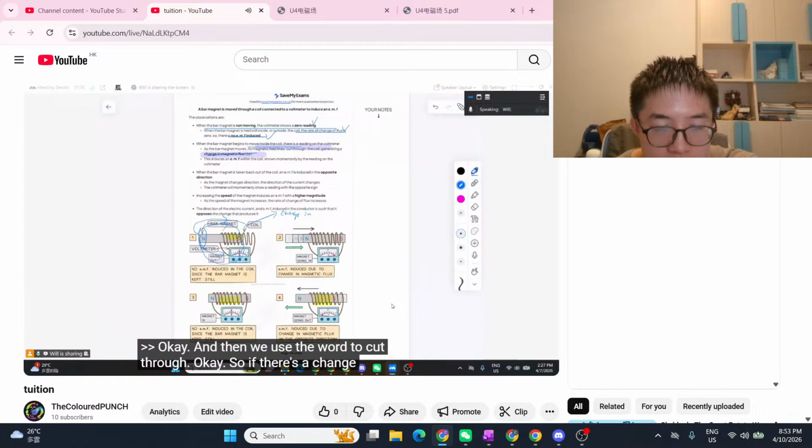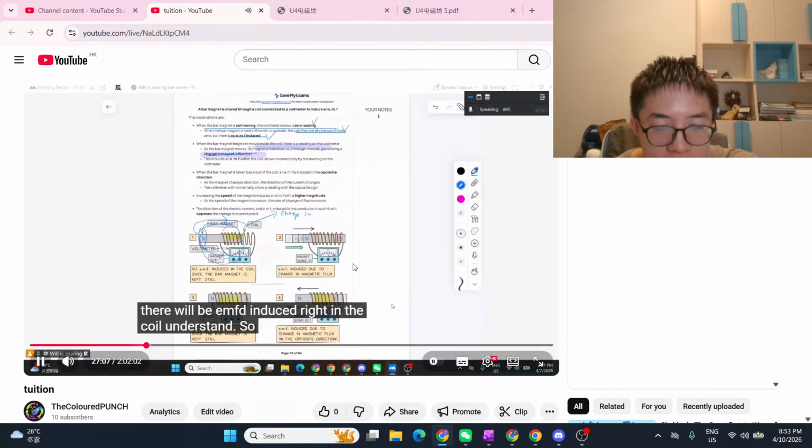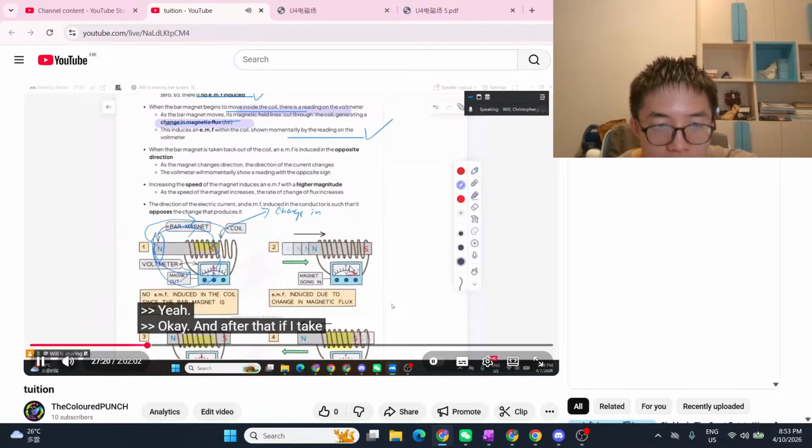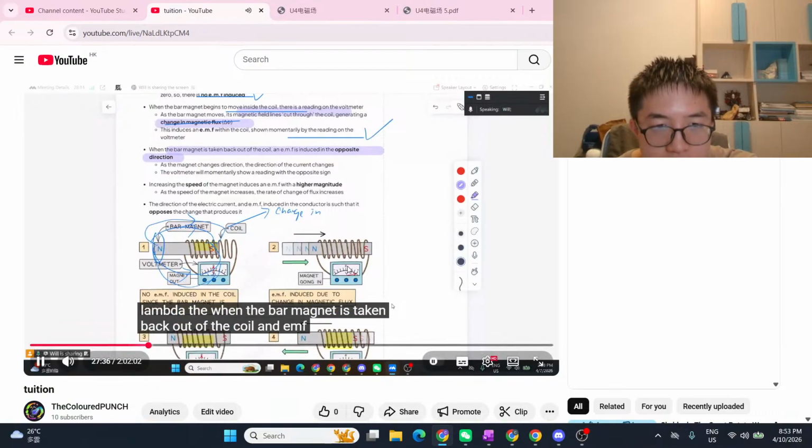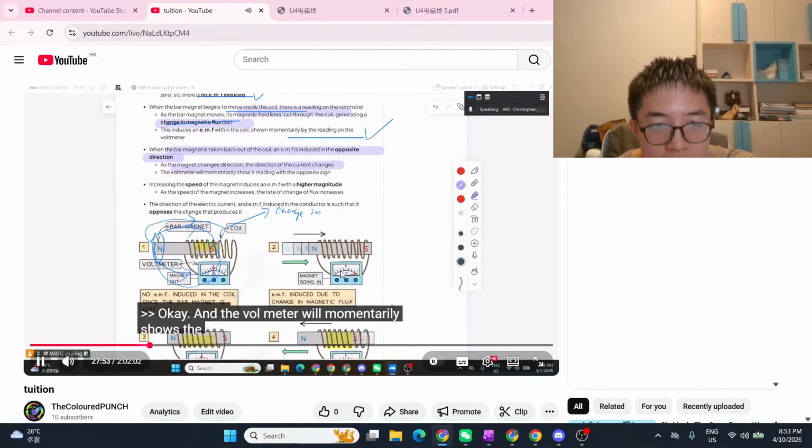So if there's a change in the magnetic flux, there will be an EMF induced in the coil, so we can see the reading or the deflection in the voltmeter. After that, if I take the bar magnet back out of the coil, the EMF is induced in the opposite direction. As the magnet changes direction, the direction of the current changes, and the voltmeter will momentarily show the reading on the opposite side.